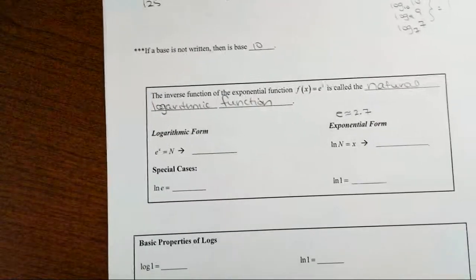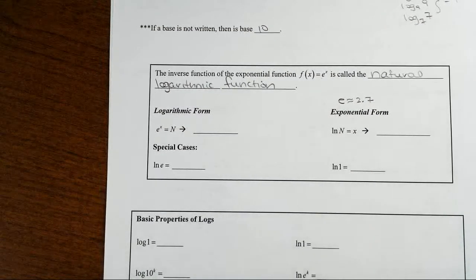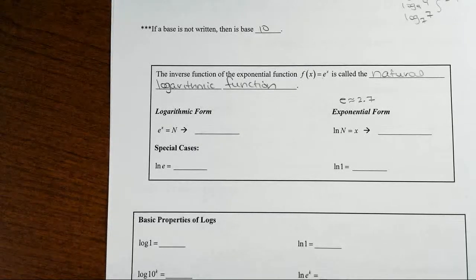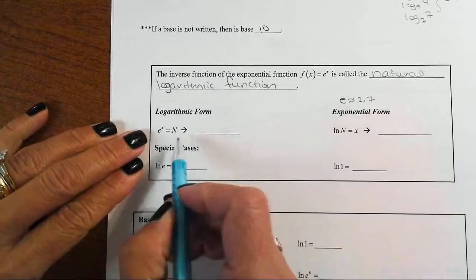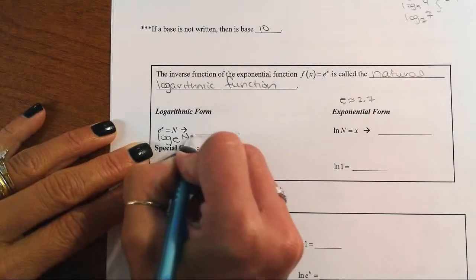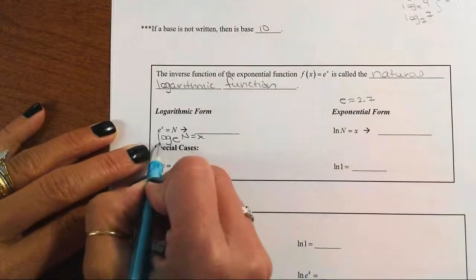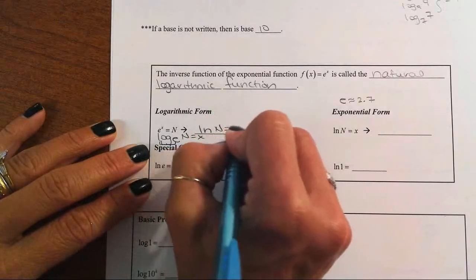One thing that you need to remember is that the e is a very special value. It is Euler's number, and it has its own special notation for the inverse, where the logarithmic form is technically log base e of n is equal to x, but we must rewrite log base e as the natural log of n is equal to x.